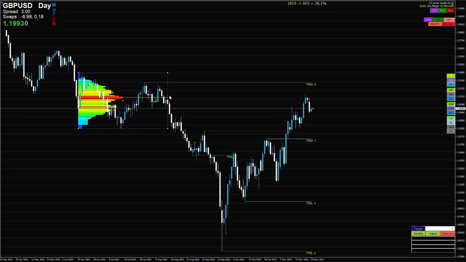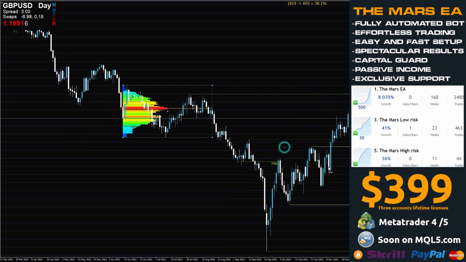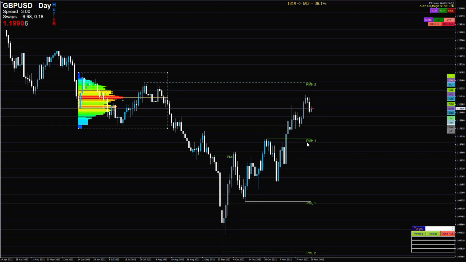as I see it's probably coming, because we have reached this POC in here beautifully, and then we're getting this reaction. In my opinion, we are going down to test this level, which is a confluence of the previous month high and this gap, right? So this is where we're probably going, and let's bring the previous week's highs, lows.